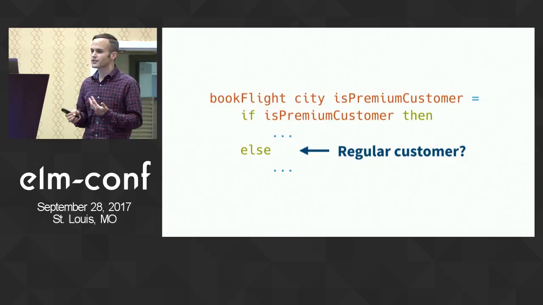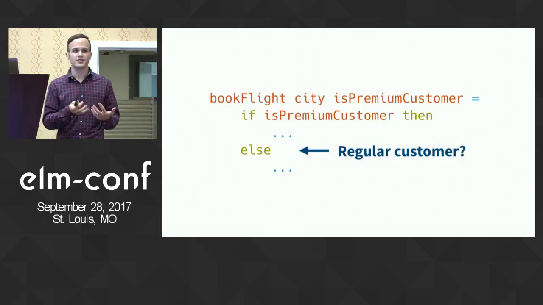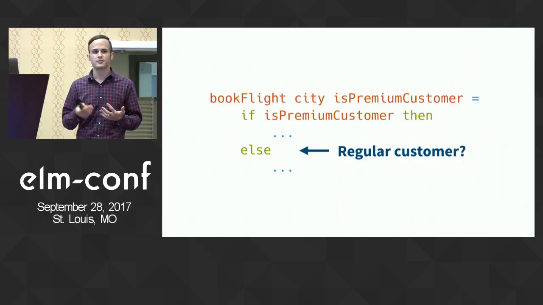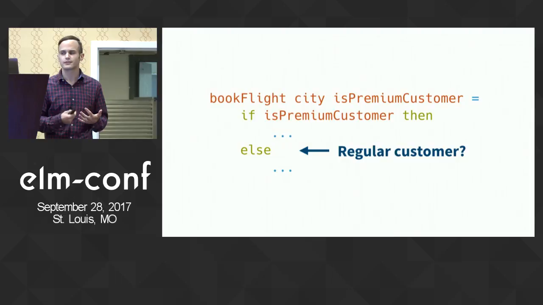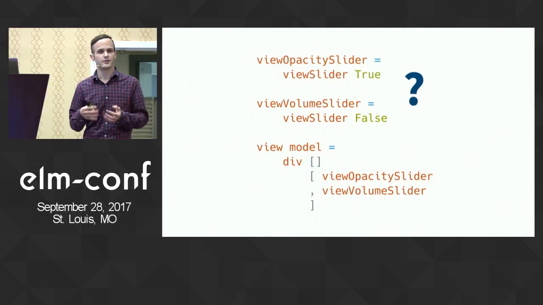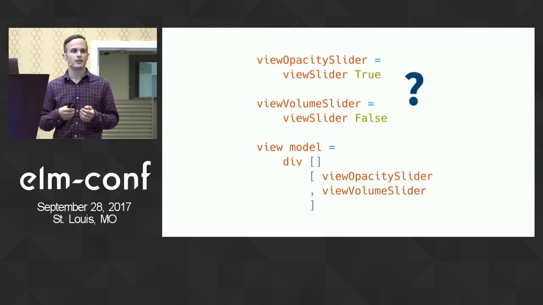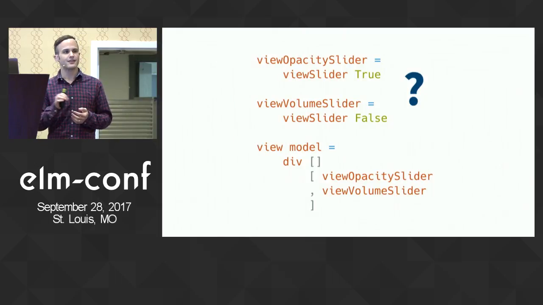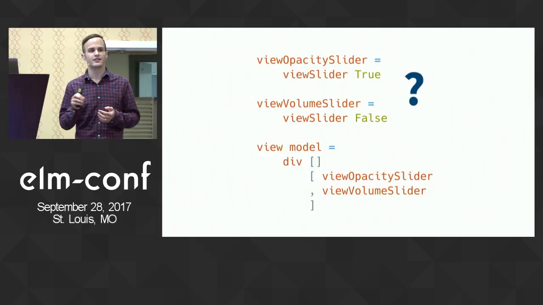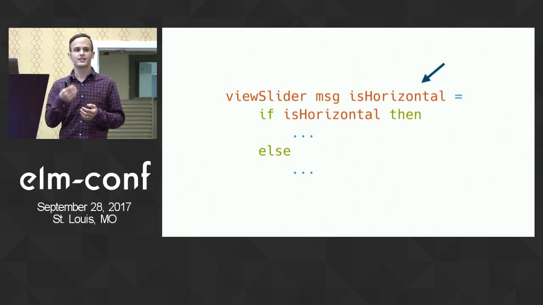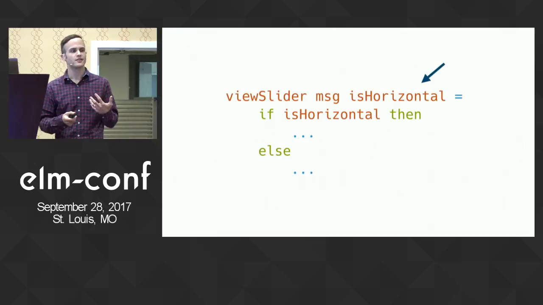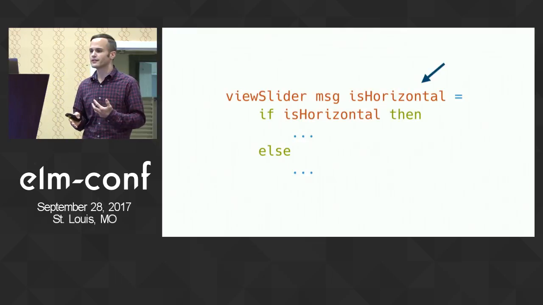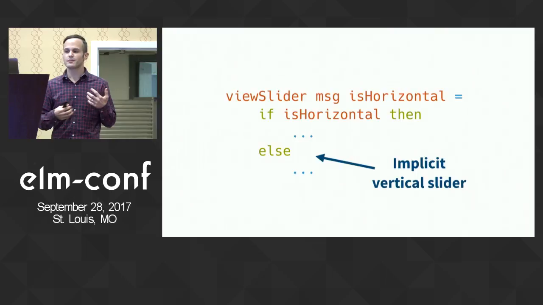But what about the else branch? We'll have to assume that maybe it represents a regular customer, or it could represent something else. Also, what if our system needs to support multiple types of customers in the future? Here's another example from a UI perspective. We're constructing an opacity slider and a volume slider by partially applying this viewSlider function with a Boolean. Again, we can't tell definitively from this function call what this argument does. So we again visit the definition and see that the Boolean represents whether this slider is horizontal or not. In the else branch, though, we end up with some implicit state.